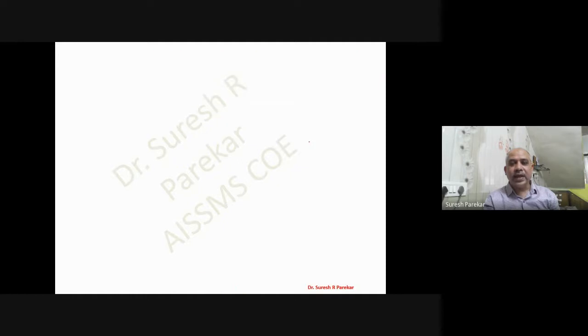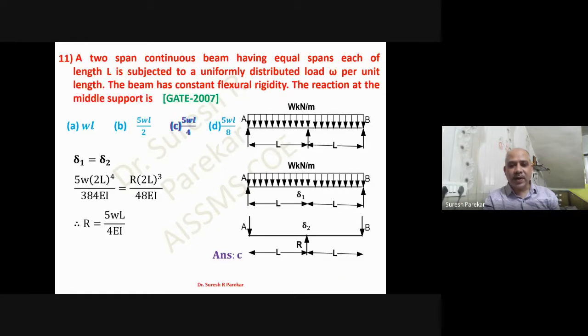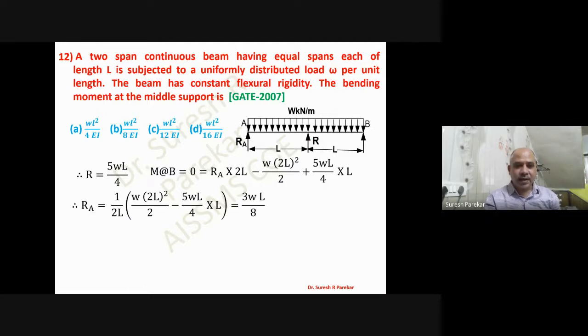So now, continuing, the next question is 12. The answer we have here is C, and here you are interested to determine the moment at this one. Now R we know, we just calculated 5 WL upon 4 EI, and by using this R we are in a position to determine the moment about A. The beam has a bending moment at the middle support. If I say this as C, then we have the bending moment at C. Sorry, this will be the value of RA, 3WL upon 8.